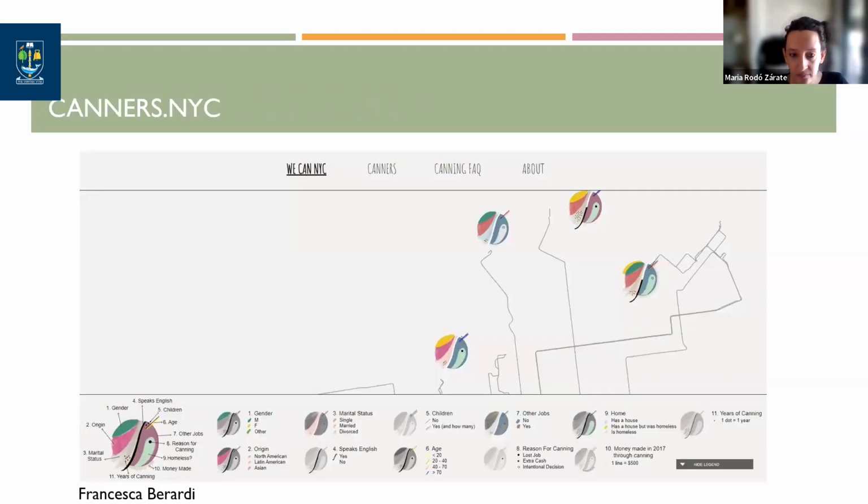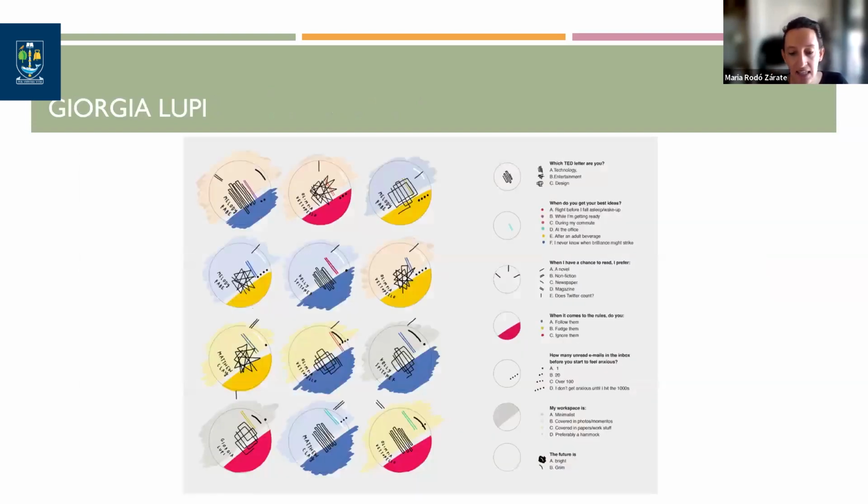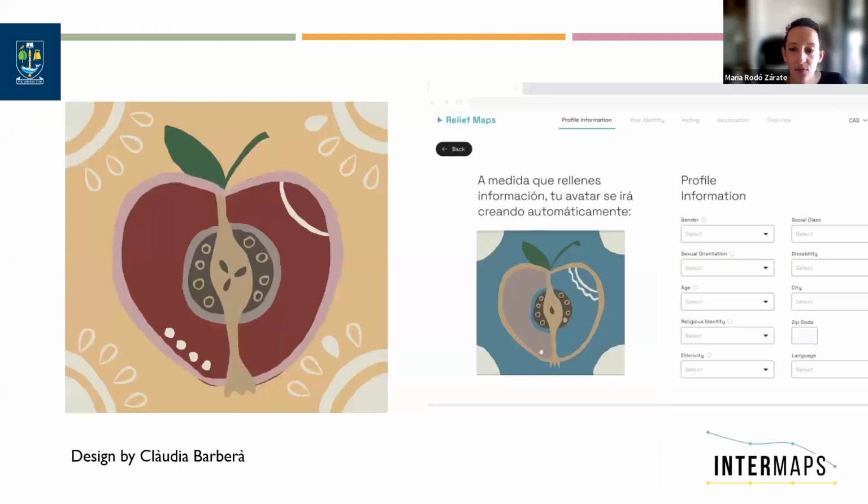So then, going specifically to the tool, taking inspiration from Kanner's New York City project led by Francesca Berardi, and also from Giorgia Lupi, the humanist who works on data visualization, with INTERMAPS, with this project, we have developed a digital tool to visualize this profile data. So first of all, with the website, we collect profile data, which is something that we normally do in many of our projects, collecting data of our participants.